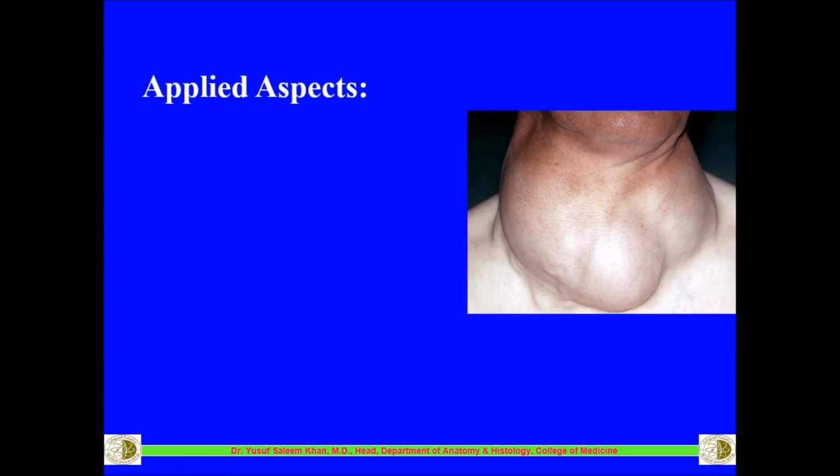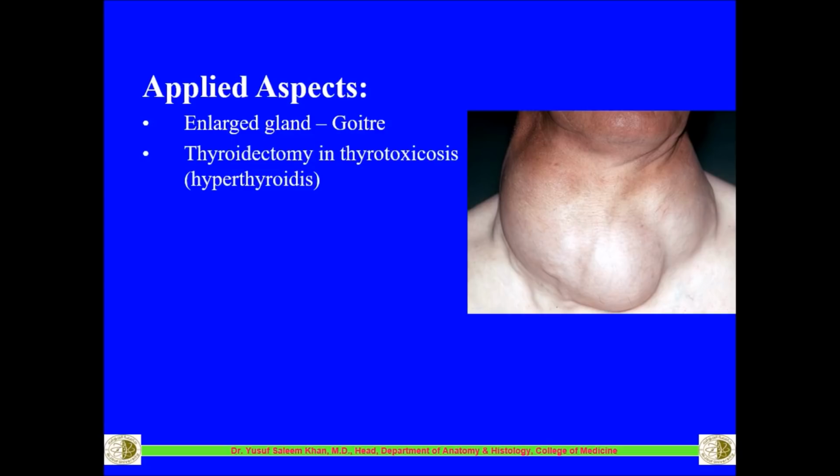Coming to the applied aspects, the most common as well as most important will be enlargement of the thyroid gland, that is called goiter. So this is how it looks. When it is enlarged, then it looks like this, and this is called the goiter. Especially, you have to do thyroidectomy whenever there is thyrotoxicosis, hypothyroidism.